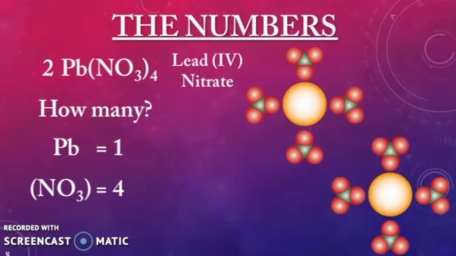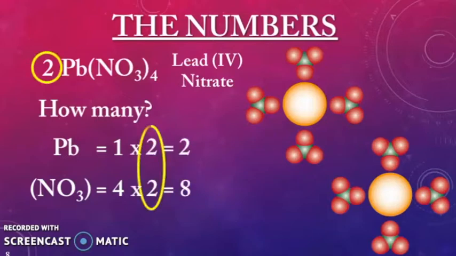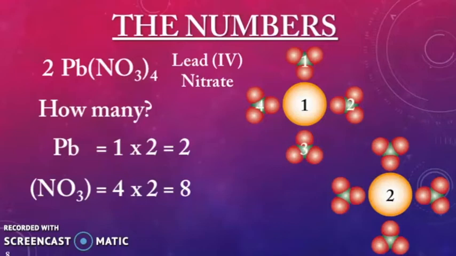All right, so now that we've figured everything out, we have 2 of those. So let's see, we need to multiply both things by 2. So I have lead of 1 times 2 is 2, and my nitrate is going to be 4 times 2, or 8. So let's do some counting, and let's see where we're at. So 1, 2 lead, so that's good. And then I should have 8 nitrates. So there's 3, 4, 5, 6, 7, and 8. So we are in good shape.